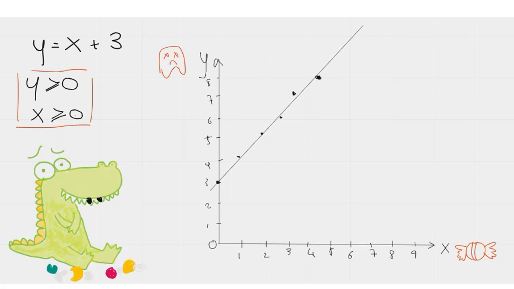And now we can see that this relationship graphs out to be a straight line when we connect each of these points. They're not very accurate here, but they will be on a straight line when you graph it properly.